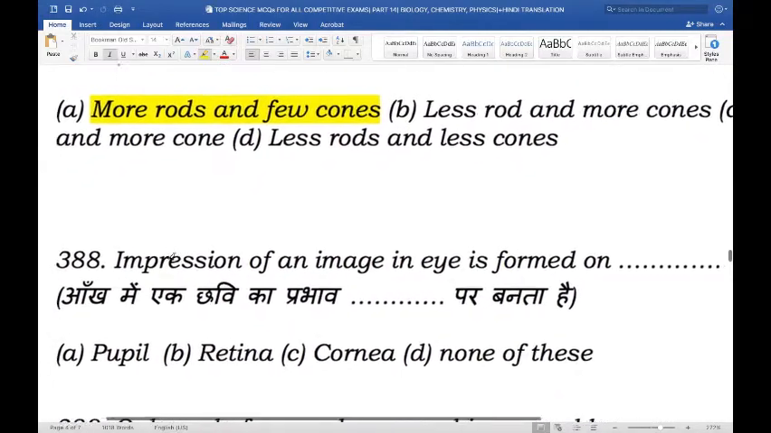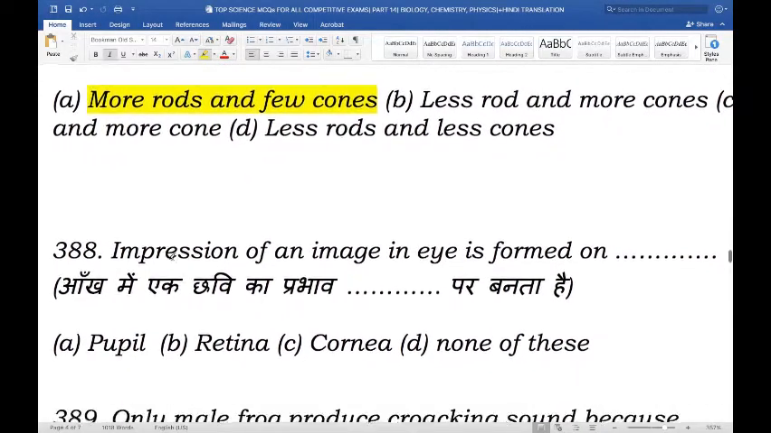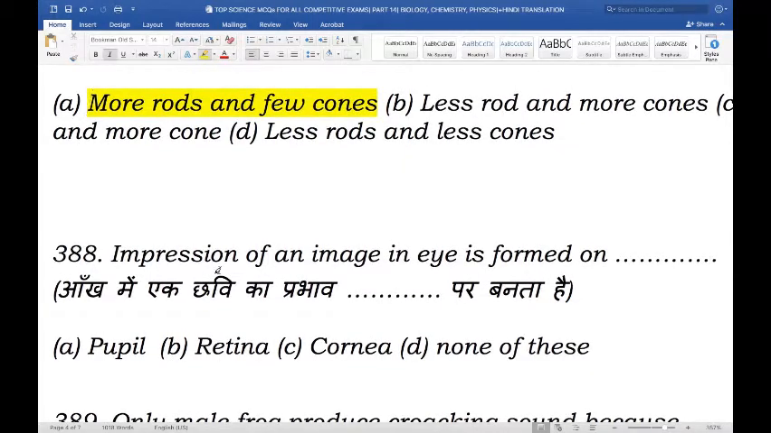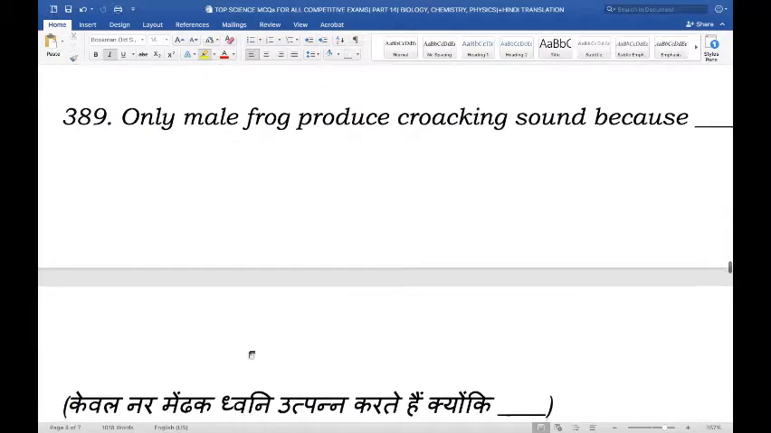Next question. Impression of an image in an eye is formed on blank. So which part of the eye is the impression of an image formed? Is it the pupil, the retina, the cornea, or none? And the right answer here is retina. The retina is a thin layer of tissue that lines the back of the eye on the inside. It is located near the optic nerve. The purpose of the retina is to receive light that the lens has focused and convert the light into neural signals and send those signals to the brain for visual recognition. Next question.